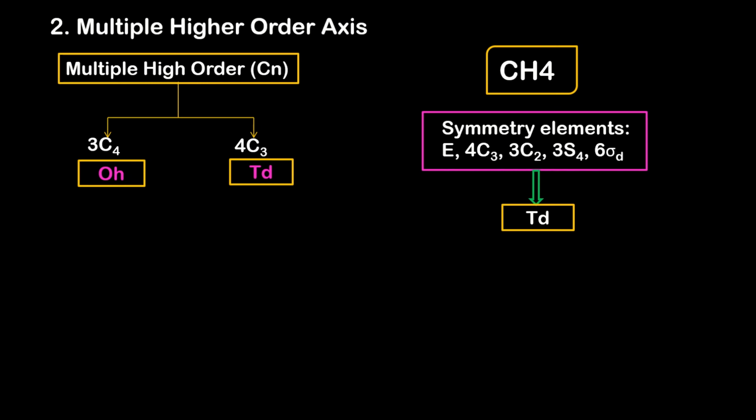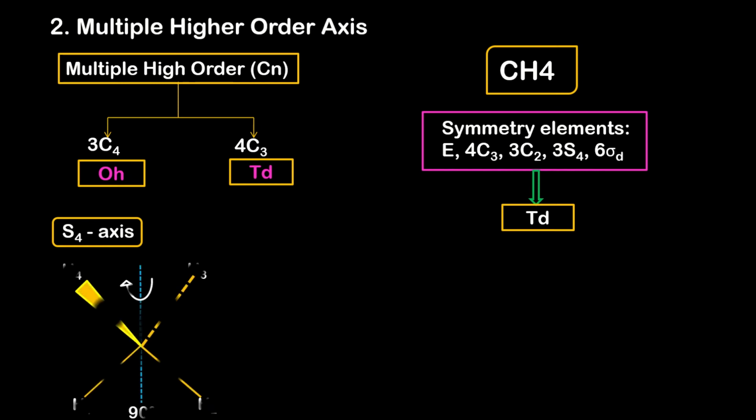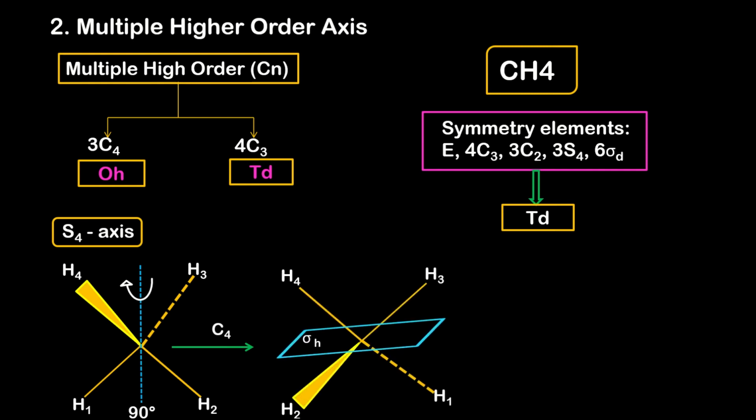Let's discuss one by one. First, the S4 axis, the improper rotational axis. Improper rotational axis means first rotation, then reflection. This is the structure of the methane molecule. First, we will apply C4. This is the second orientation. Then we will apply sigma h, reflection, and we get this orientation. This is the S4 axis present in the case of methane. Total 3 such S4 axes are present.